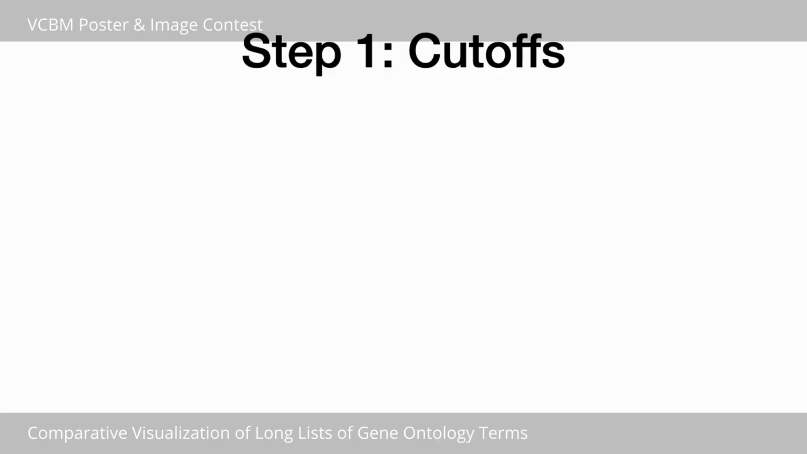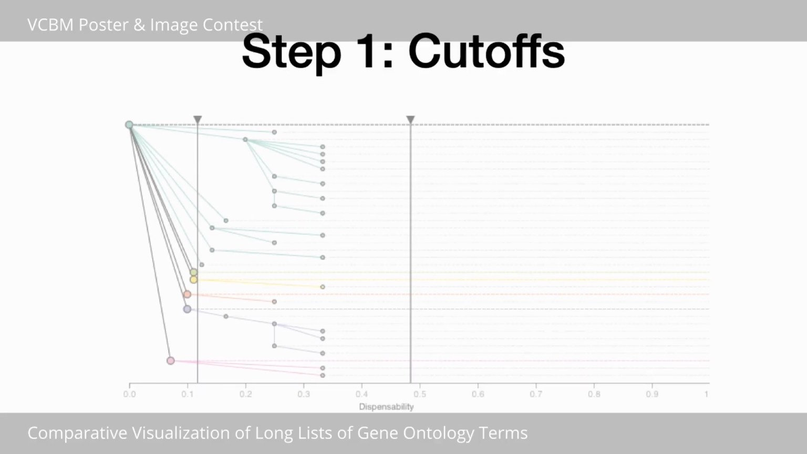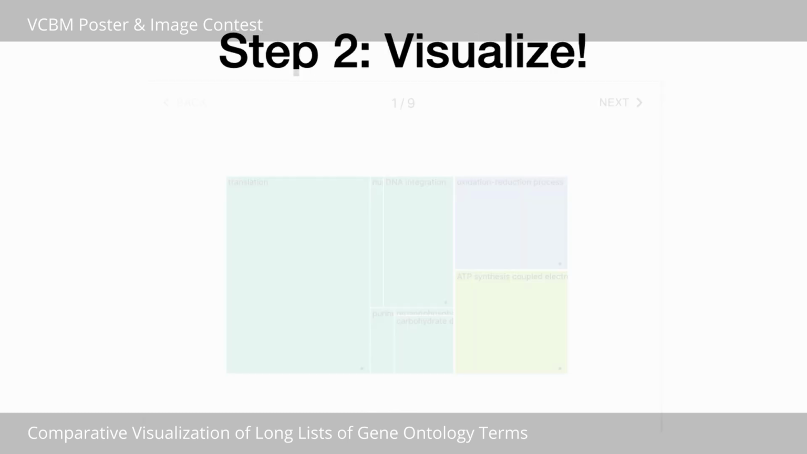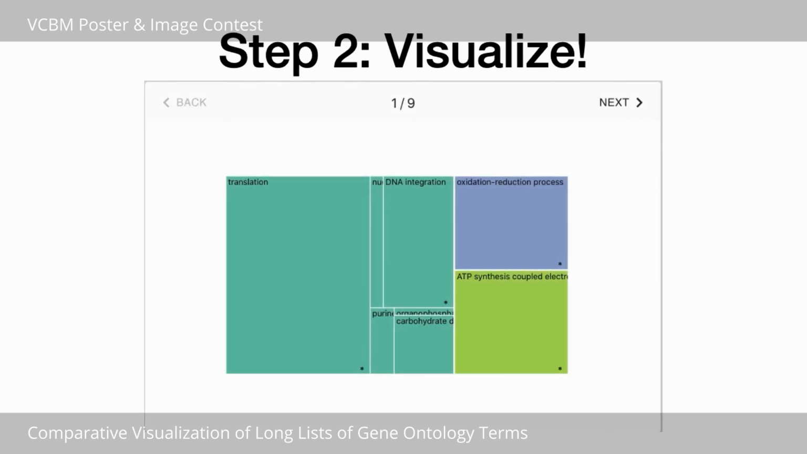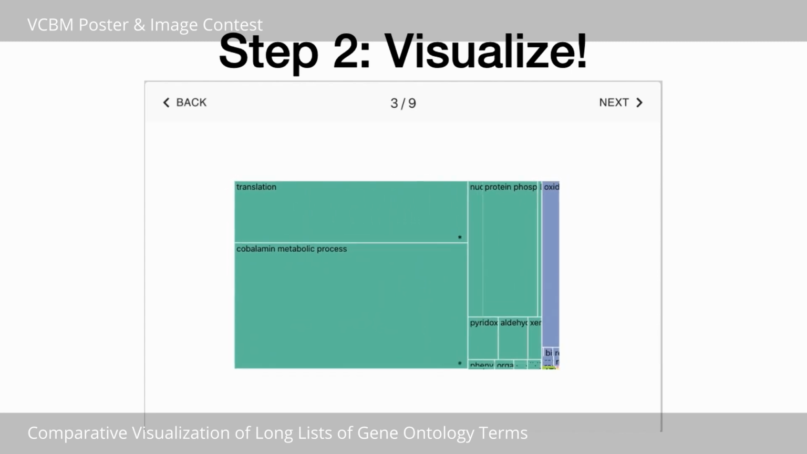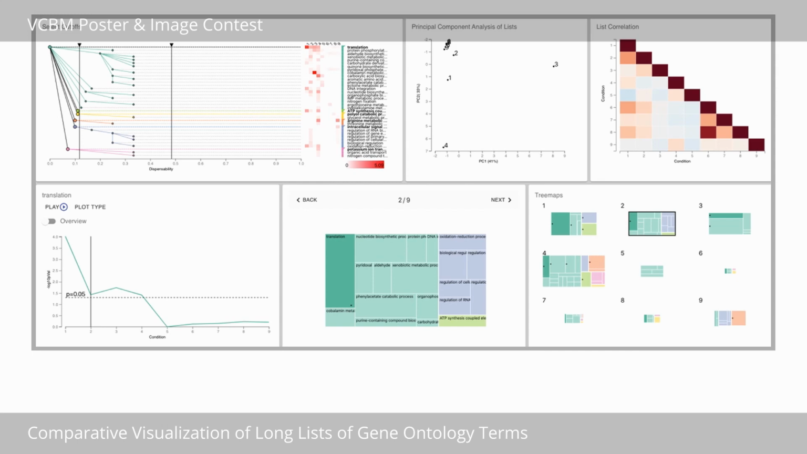Yes, with our method. Some GO terms are more dispensable than others. We cluster terms hierarchically based on their dispensability and filter out redundant terms using a slider. We produce flat clusters by cutting the tree. Each clustered list is represented by a tree map, and we can compare them, for example, using animation. Please visit us at our poster.